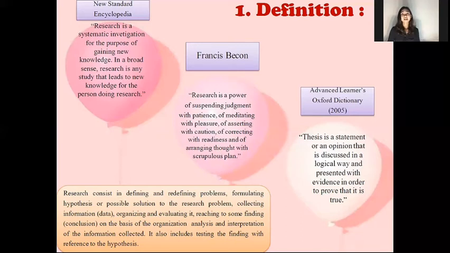Thesis. Thesis is a product of research. The definition of thesis, according to the Advanced Learners Oxford Dictionary 2009, is a statement or an opinion that is discussed in a logical way and presented with evidence in order to prove that it's true. For Webster's New College Dictionary, criticism means critical comments or judgment, while research and critical judgment make a person a scholar. In our subject area, research is literature and language. We must know what we stand for, and we must perceive the relationship between literature and philosophy.